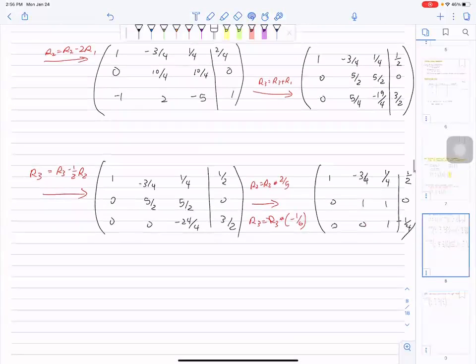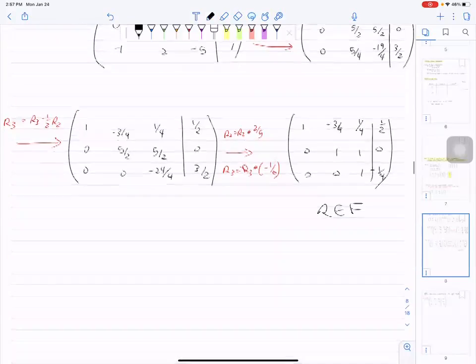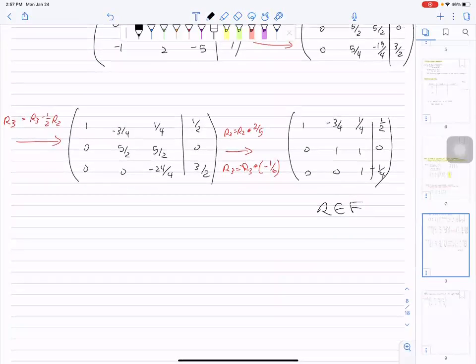Okay, so now, can anyone guess what form this matrix is in? Row reduced echelon form or row echelon form? Row echelon, yes. The REF, not RREF. So it's in row echelon form. At this point, you could stop here and you could solve it.